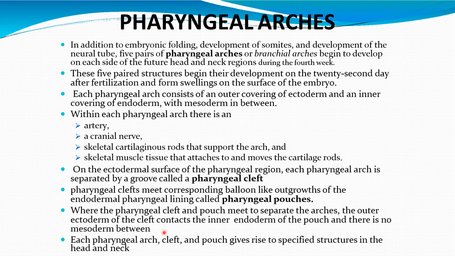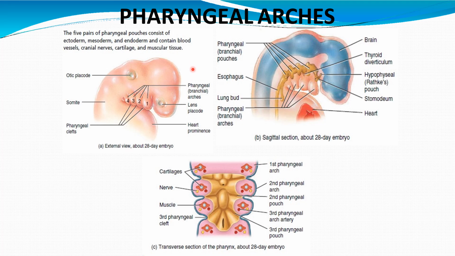Okay, so we're talking about what will be the pouches, which will now start to be formed. Then each pharyngeal arch, cleft, and pouch will give rise to a specific structure in the head and the neck. So hope you have paid attention. Pay attention to the pharyngeal clefts and the pharyngeal pouches and what they are going to form. So this is what we are talking about. I'm sure you have seen the pharyngeal pouches, which are here, forming there, and below these pharyngeal arches, we have the pharyngeal clefts in between.